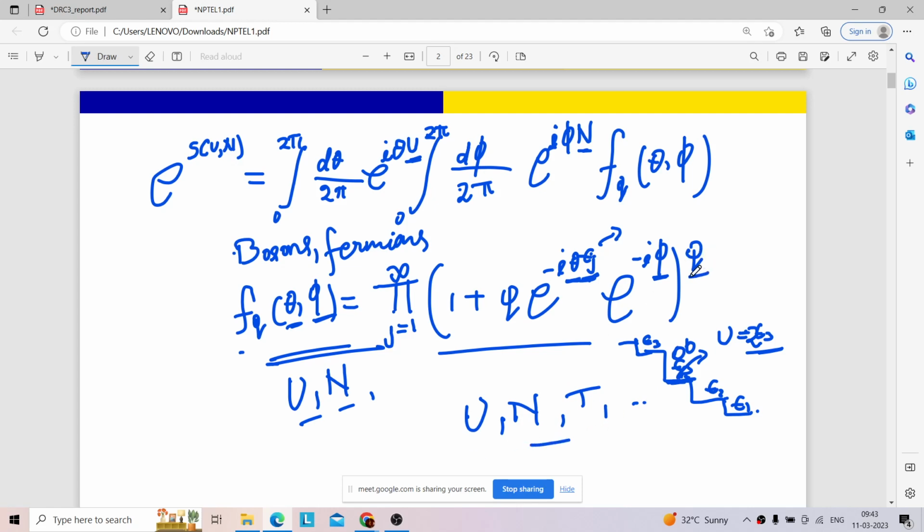So here we have taken the general form of this entropy, and if q is 1, then it's fermion, and if it is minus 1, then these are bosons. Fermion means only one particle can stay in one energy level. For bosons, any number of particles can stay in the same energy level. So we have defined a general formula for bosons and fermions both. We will see how to make sense of these theta and phi.